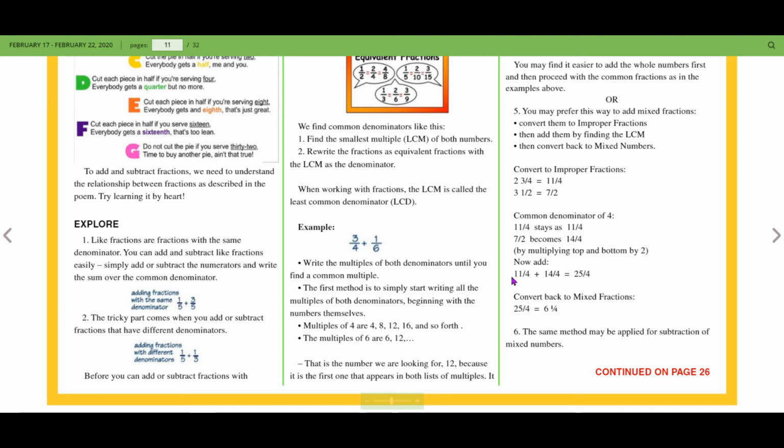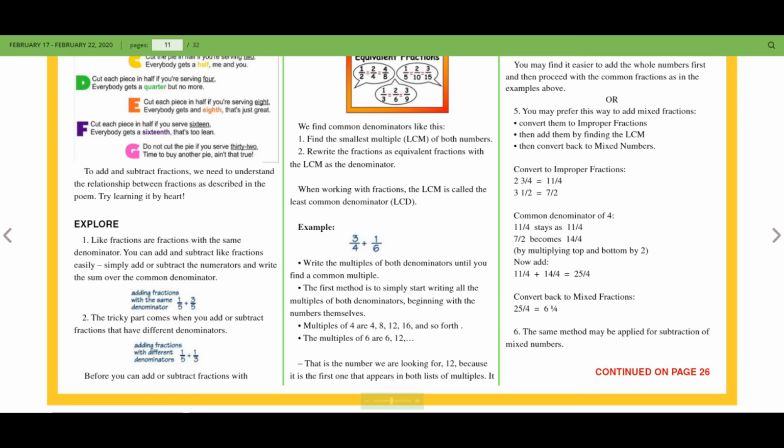Now we're just going to add. So 11 over 4, 11 quarters plus 14 quarters would give us 25 over 4, or 25 quarters. Then we could convert back to mixed numbers now by seeing how many times 4 could go into 25, and it could go 6 whole times, because 6 4s would give us 24. 24 and the 1 would give us 25. So 25 over 4, or 25 quarters, is the same as 6 whole and a quarter, or 6 and a quarter. Okay. The same method may be applied for the subtraction of mixed numbers.